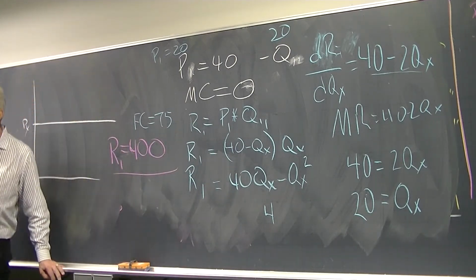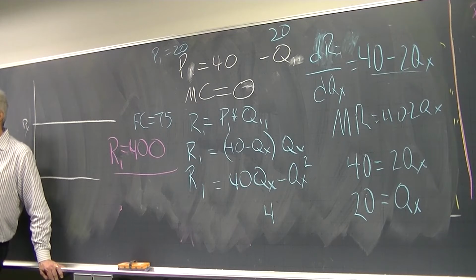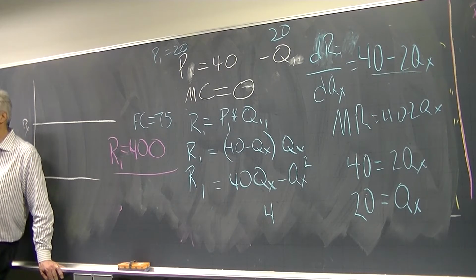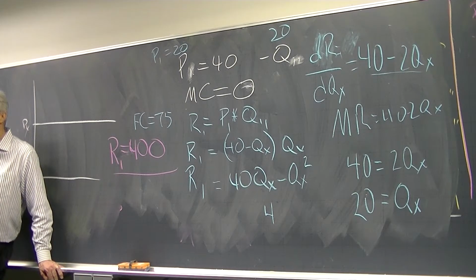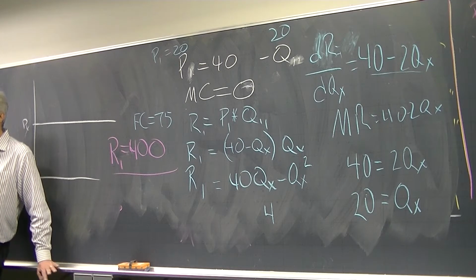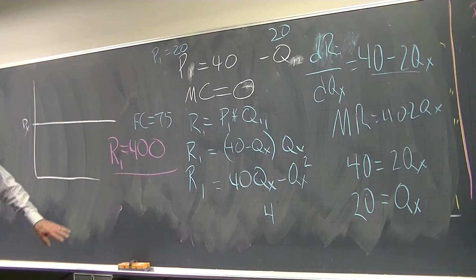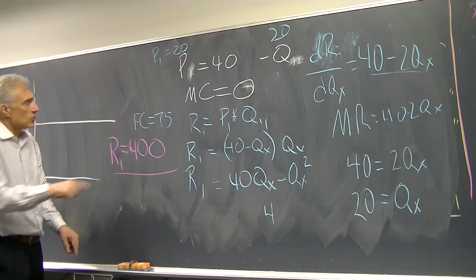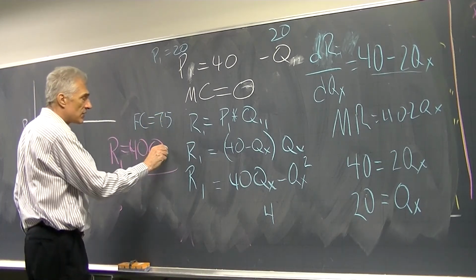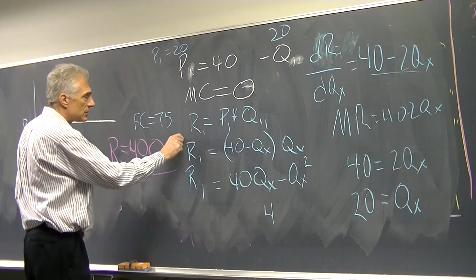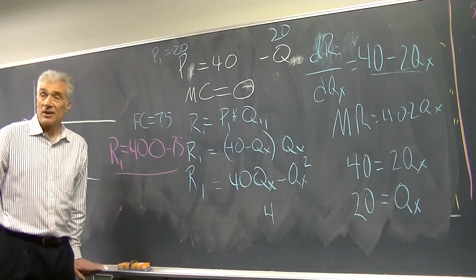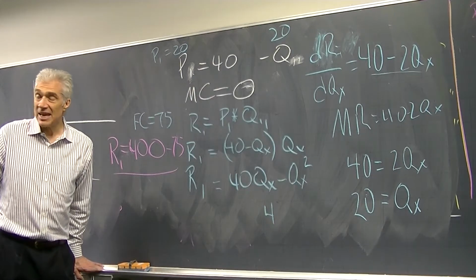Well, if our revenue is 400, what's the fixed cost at which we wouldn't enter the market? If our marginal cost is 0, we just eliminate that; we don't think about it. What's the fixed cost? If the fixed cost is 75, then our profit is 325, because that's what we had in the example.